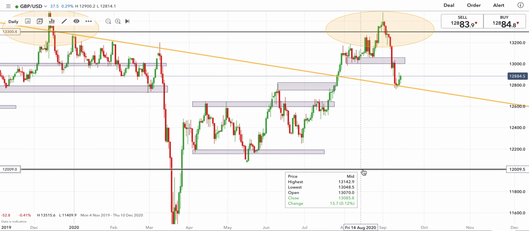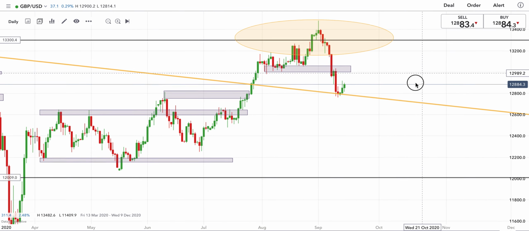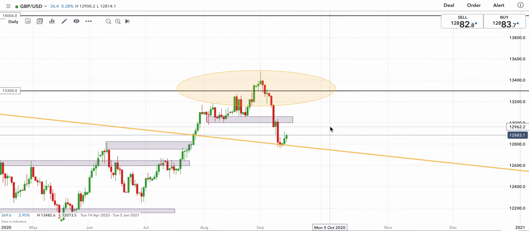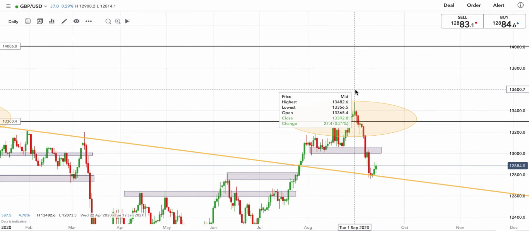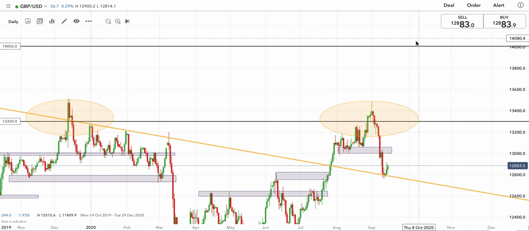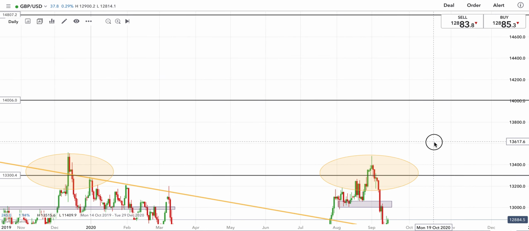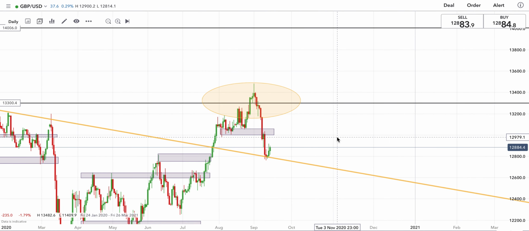support area at 120. At the moment we are leaning more towards a short-term rally. If we can get back above this 133 area, then we do have some more macro targets all the way up at 140 and 148, but those are much longer term views that we have. So that's how we're seeing the pound versus the dollar at the moment.